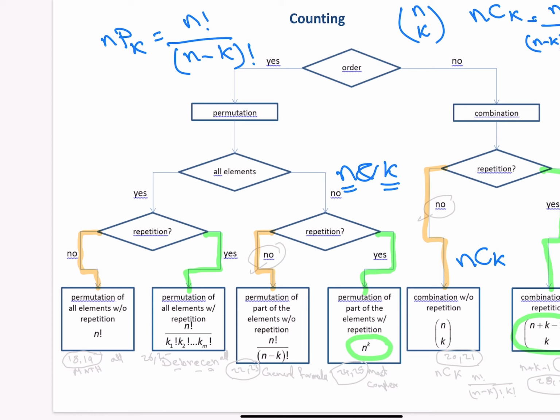The second one, we said that we are picking some of the items. So it will be the general formula, n factorial divided by n minus k factorial. But in case we are picking some of the items and also there is a repetition, in this case it will not be this formula. It will be n to the power k.